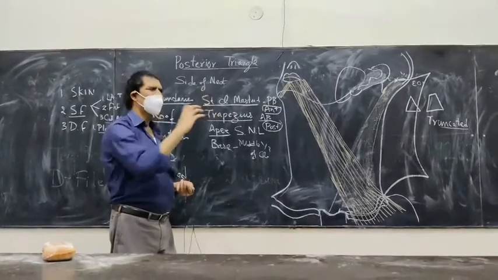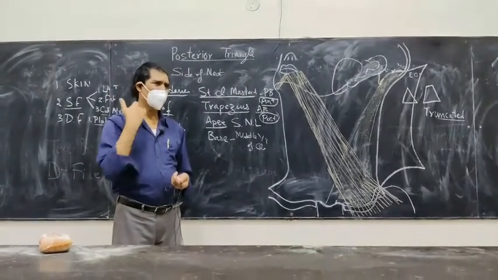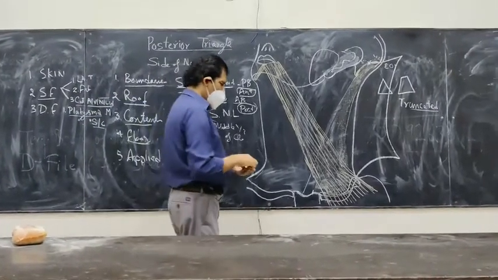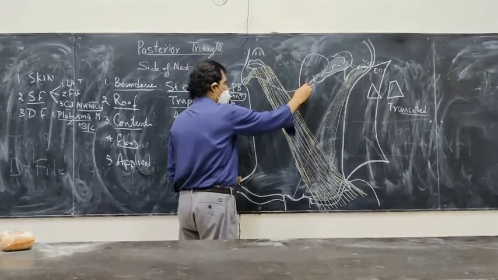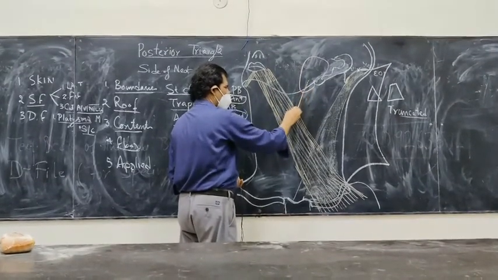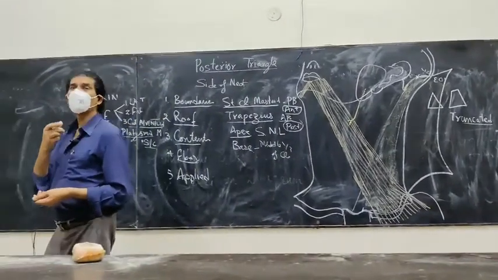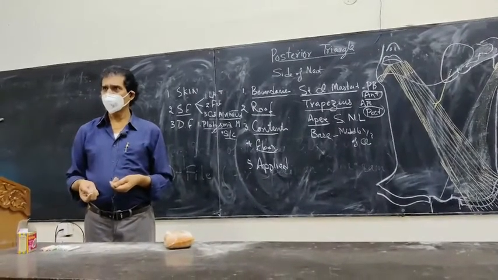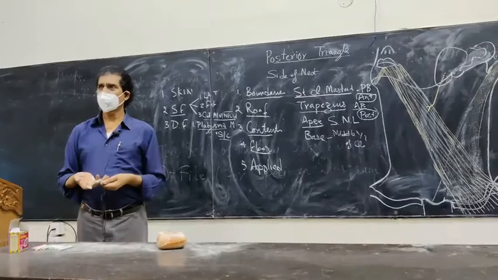Action: contraction of this muscle depresses the lower lip and the angle of the mouth, and tenses the skin of the neck. Regarding the nerve supply, I have already told you it is supplied by the cervical branch of the facial nerve, because this is also a muscle of facial expression inserted on the skin of the face.